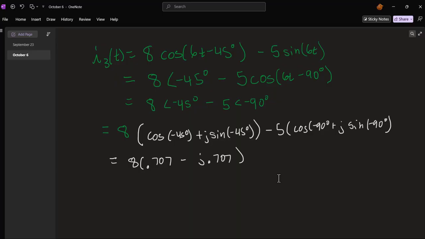So inductive impedance, so that would be the impedance of an inductor.